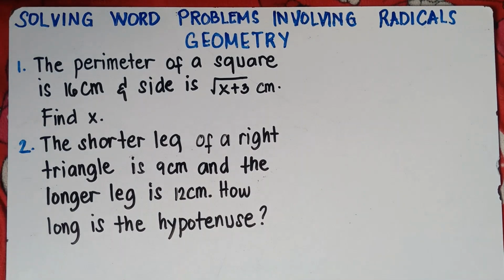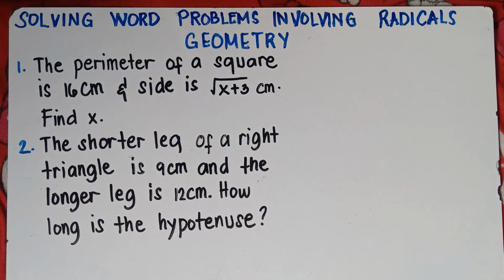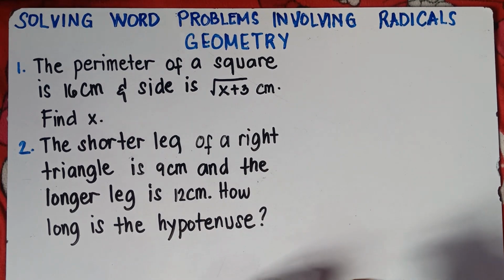Alright, so let's start with number 1. The perimeter of a square is 16 cm and its side is square root of x plus 3 cm, and you're told to find x. Once again, class, if you're dealing with problem solving, the first thing that you need to do is understand the problem. Once you understand the problem, you write down the given. Okay, let's write down the given.